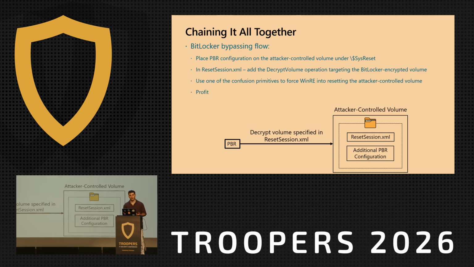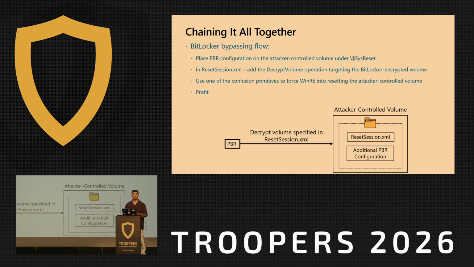So to tie everything together, here is the full flow for bypassing BitLocker. First, we place the PBR configuration, all the files that are required. We're not going to go one by one because it's quite long. But we placed all these files under the sysreset directory on the attacker-controlled volume. Then in the reset session XML, we added the decrypt volume operation, which is pointing to a BitLocker encrypted volume that we want to extract the secrets from. Next, we use the volume confusion primitives to force the boot phase to unlock that encrypted volume while WinRE operates on the attacker-controlled one.